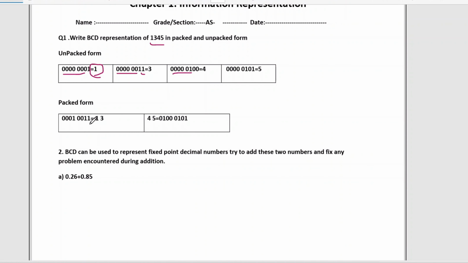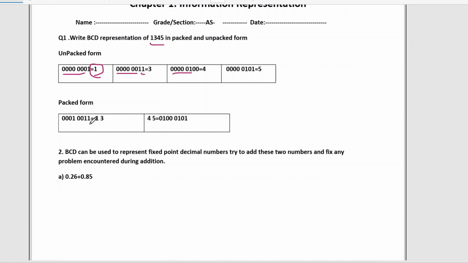So we are given the value 0.26 and you have to add it with 0.85. First of all, you have to write the equivalent value for each digit. So for 0, I am going to write 0000, representing it using 4 bits. For 2, the equivalent value is 0010. And for 6 we can represent it using 0110. This is the equivalent code for 0.26 in binary.